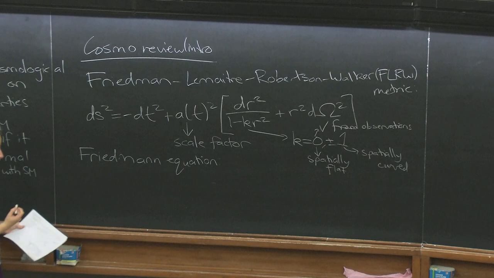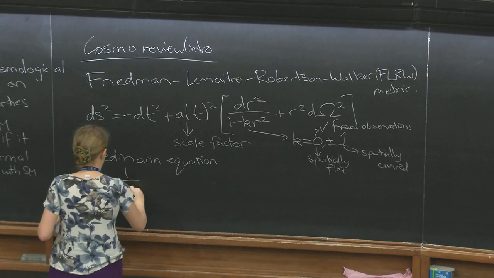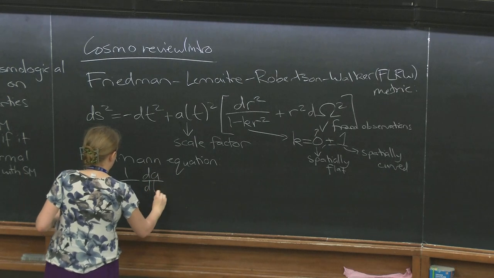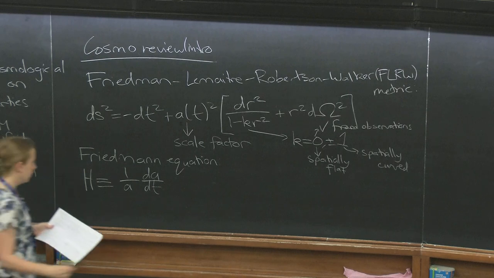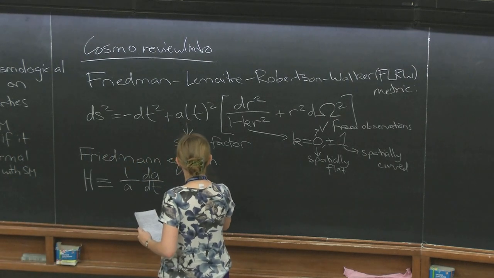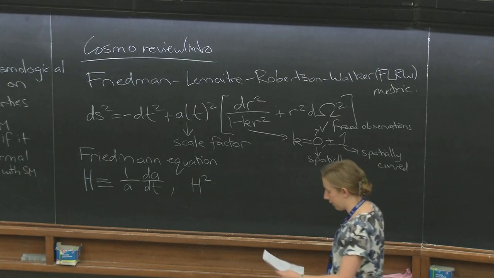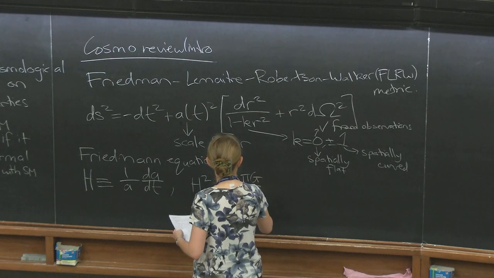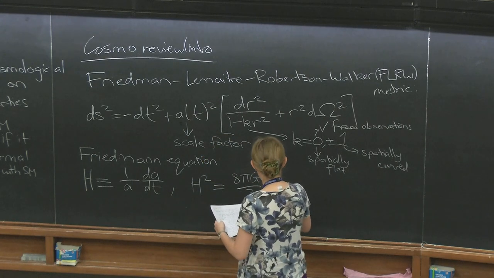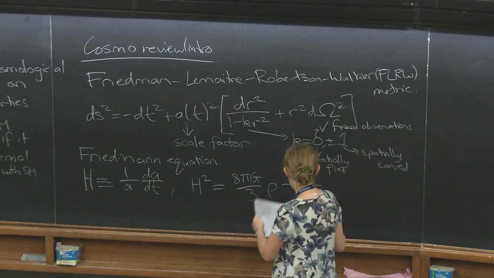To write this equation, I'm going to define a parameter, which is the Hubble scale, which is just the derivative of the log of this scale factor with respect to time. The Friedmann equation just comes from applying the Einstein equations of general relativity to this metric. It's a nice simple equation, and it relates the evolution of this scale factor to the energy density content of the universe and to its curvature.